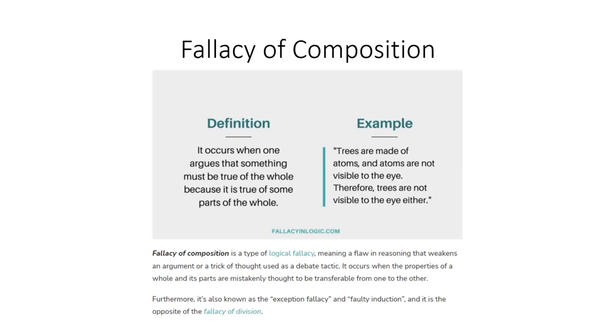Fallacy of composition is basically just word trickery. It makes you think that an argument is solid based on one piece of it being correct, while if you follow that logic straight through, it ends up being wholly incorrect. So it occurs when one argues that something must be true of the whole because it is true of some of the parts of the whole. And so there we have it.